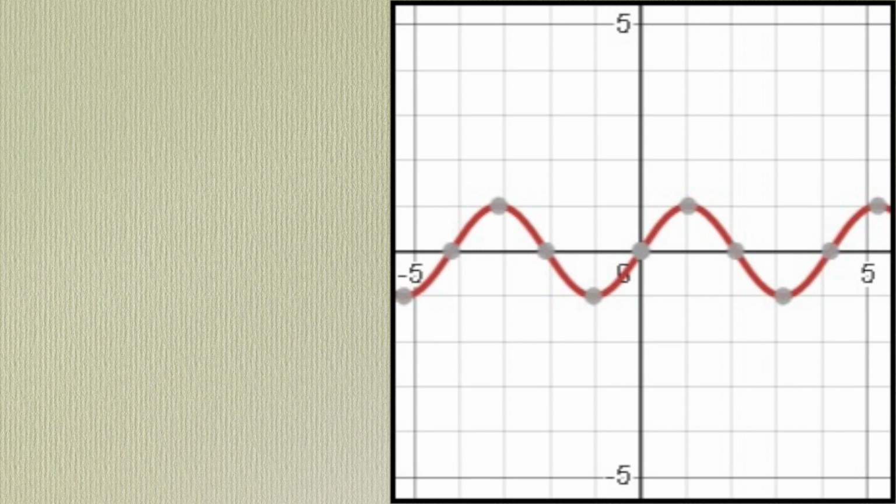So now let's look at the range. If we look at the range, the lowest value is at -1. The highest value is at +1. So the range in interval notation is bracket -1, comma 1, bracket. And in set notation, it would be a brace y such that -1 is less than or equal to y is less than or equal to 1, close brace.